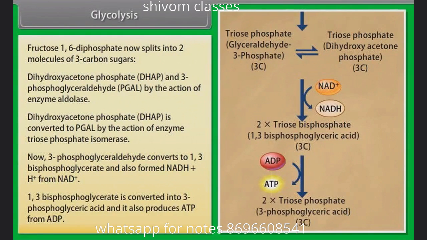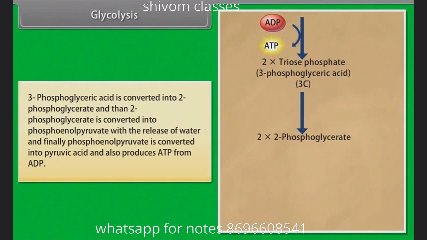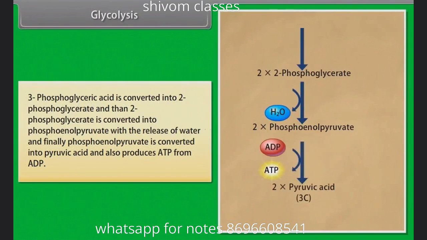1,3-biphosphoglycerate is converted into 3-phosphoglyceric acid and it also produces ATP from ADP. 3-phosphoglyceric acid is converted into 2-phosphoglycerate and then 2-phosphoglycerate is converted into phosphoenol pyruvate with the release of water, and finally phosphoenol pyruvate is converted into pyruvic acid and also produces ATP from ADP.